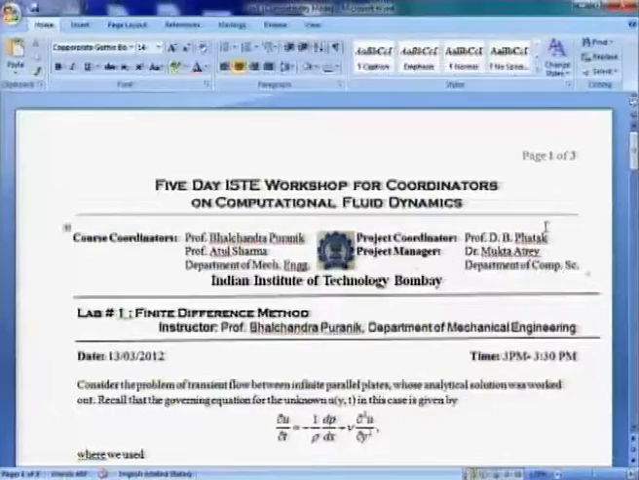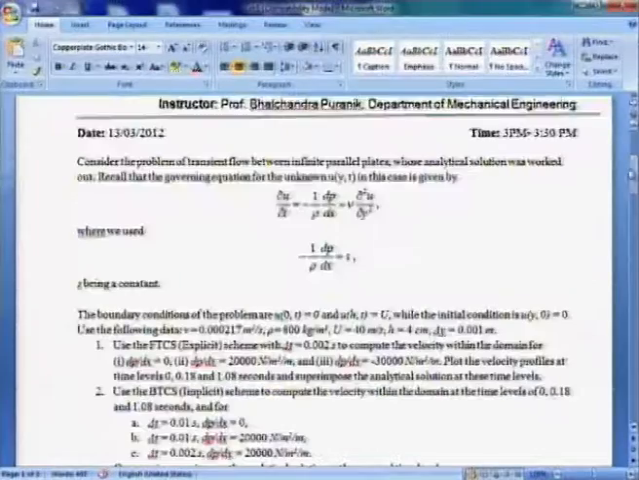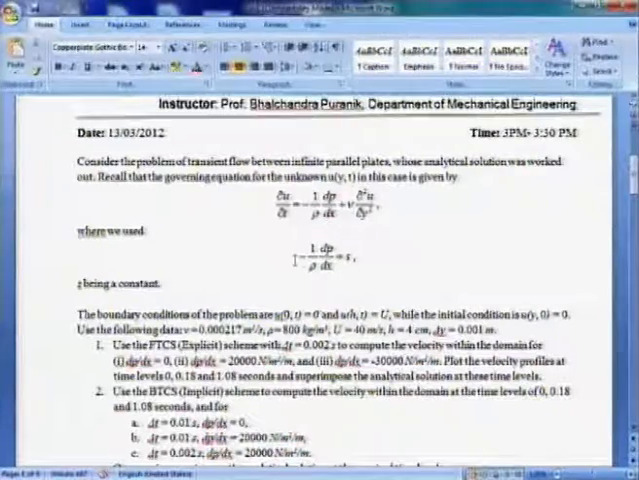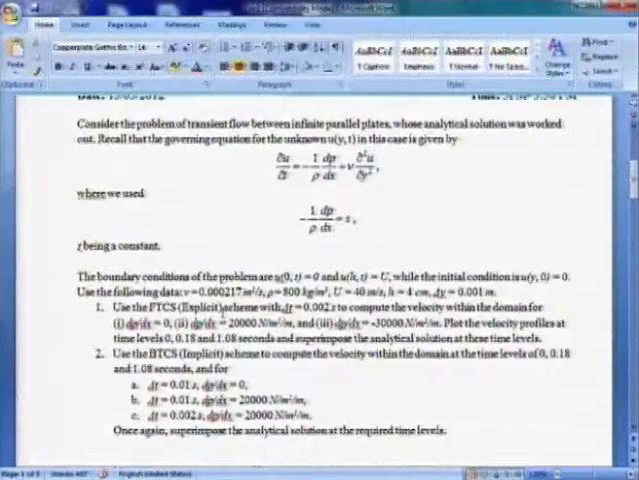What I will do is project the problem statement that we have, and point out what has been done here. As you can see, it is the same problem that we talked about, the transient problem in the infinite parallel plates, etc. The boundary conditions are as they are. The initial condition is known.